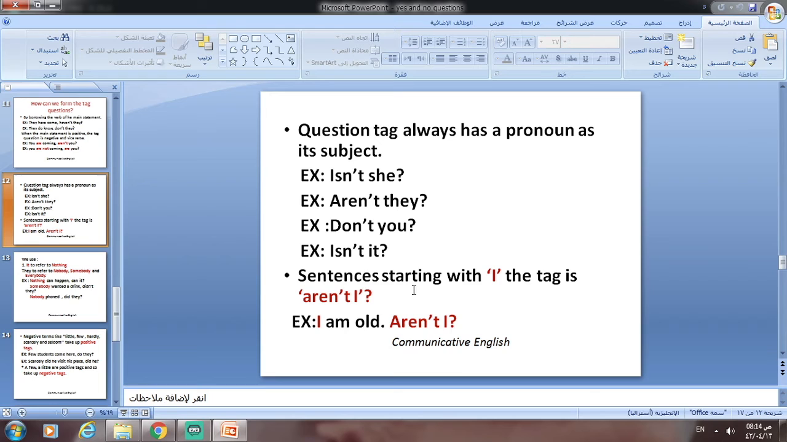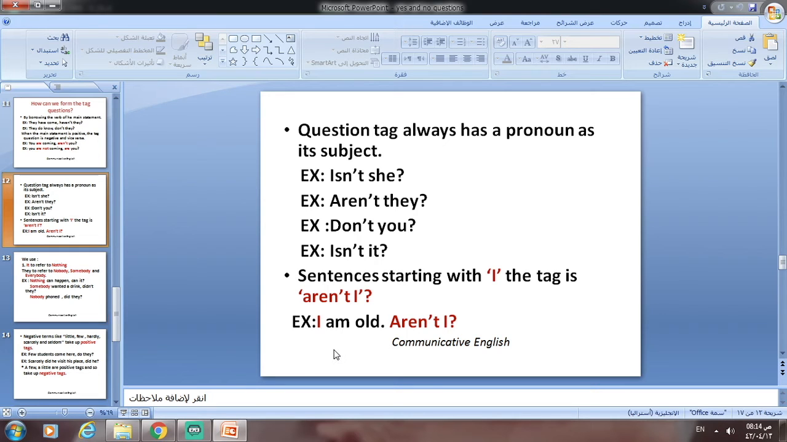For sentences starting with I, the tag is aren't I. Here we have one case, like "I am old." I cannot say "amn't I," it is false. No, I can say aren't I. So it's very important to know that I, we change it into are in the question tag.